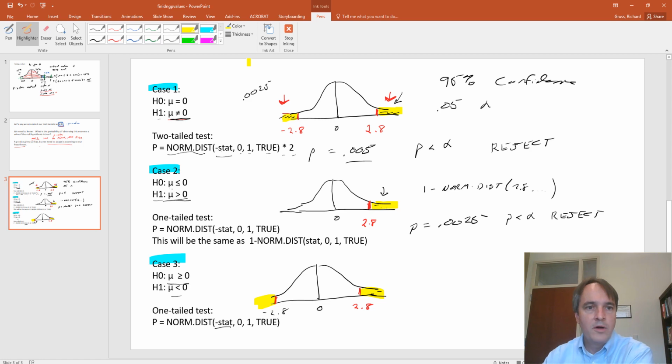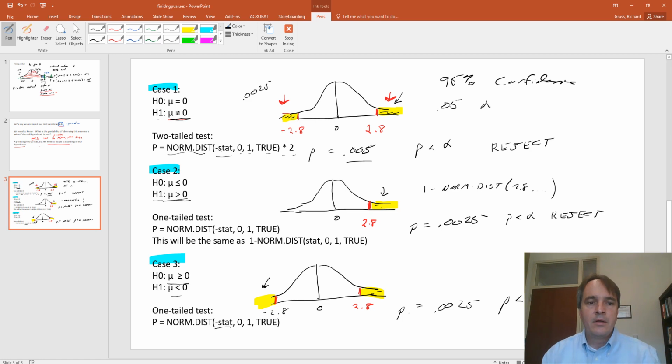So we have a one-tailed probability again. Once again, we're just looking at one of these tails, and we've already calculated that twice now. So the p-value there is going to be 0.0025. And once again, p is less than alpha, so we reject.